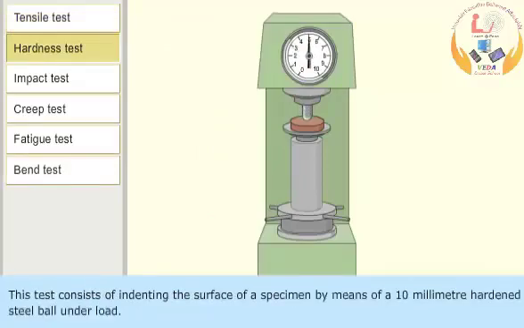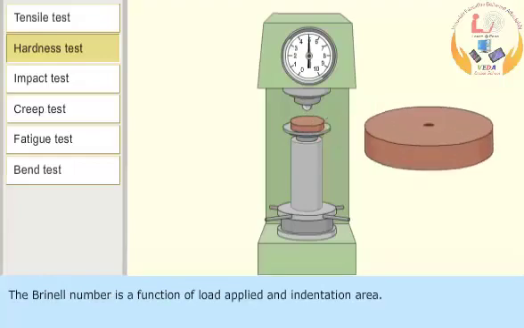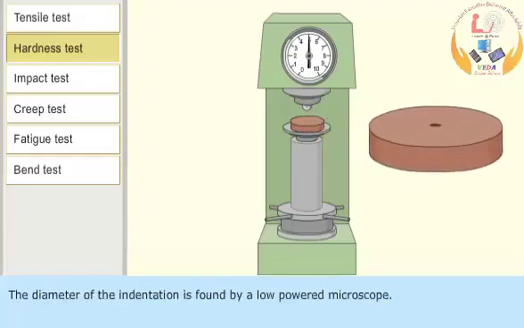This test consists of indenting the surface of a specimen by means of a 10 mm hardened steel ball under load. Duration of load application is 15 seconds. The Brinell number is a function of load applied and indentation area. The diameter of the indentation is found by a low-powered microscope.